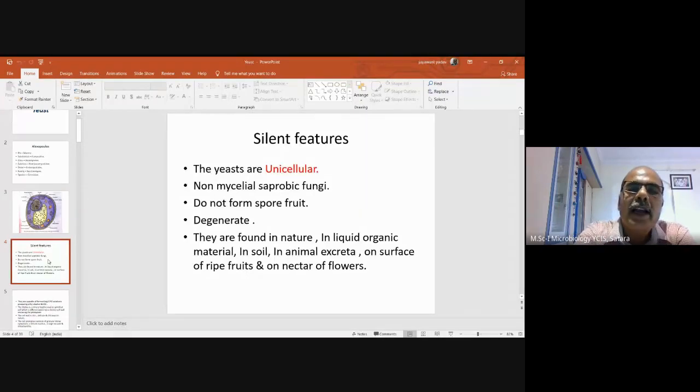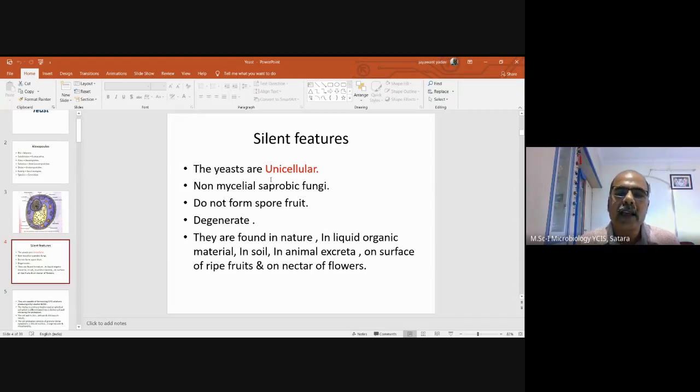Then next, salient features of the yeast cell. One of the most important characteristics is that they are unicellular. Though yeast is eukaryotic, most eukaryotic organisms are multicellular in nature, whereas yeast is a unicellular eukaryote.